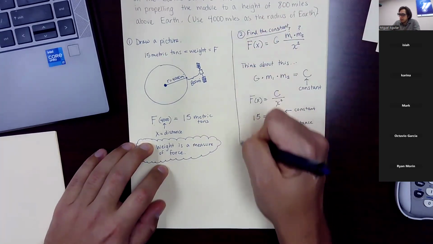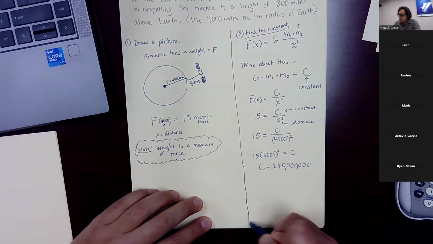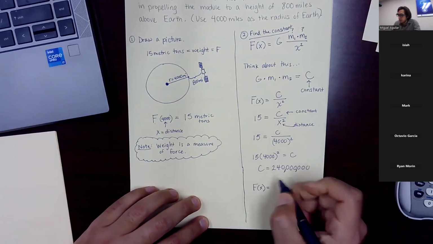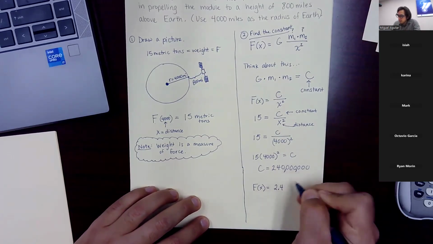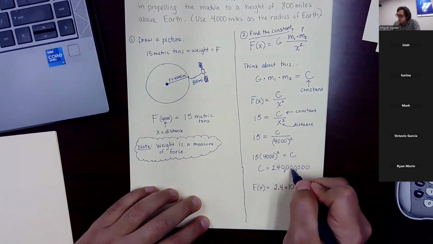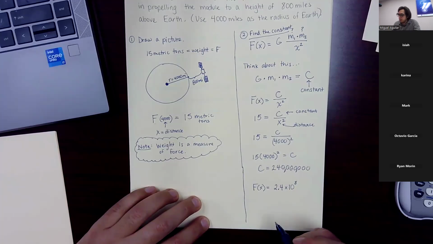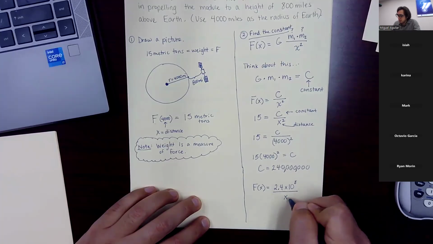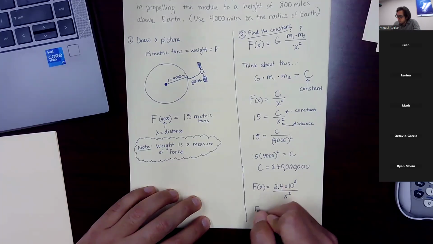So we drew our little diagram. We solved for this constant. So now we know our function f of x is going to be equal to this number. I'm going to write it in scientific notation just because I'm lazy. So it's the same thing as 2.4 times 10 to the 8th power over x squared, right? So there's our force function.